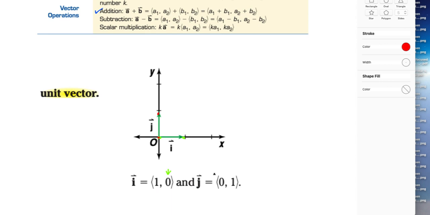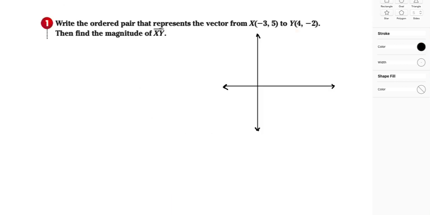Okay, with that, let's get to some practice. Here in example 1, we're going to write the ordered pair that represents the vector from point x, which is at (-3, 5), let's say somewhere here, and point y, which is at (4, -2), let's say here. All right, so we've got these 2 points. I'm going to write them down so we can keep in mind what their values are. And now what we want to do with this information is find the magnitude and the ordered pair that represents this.